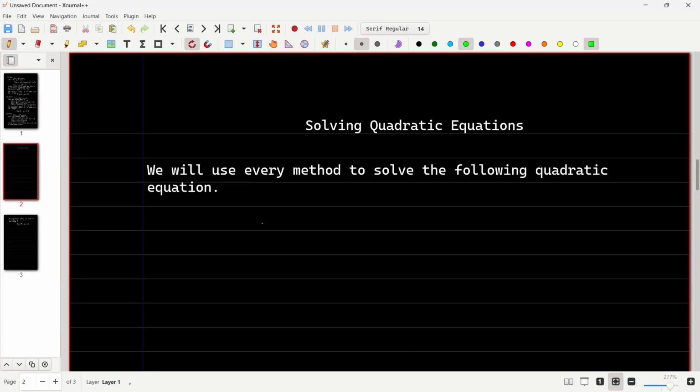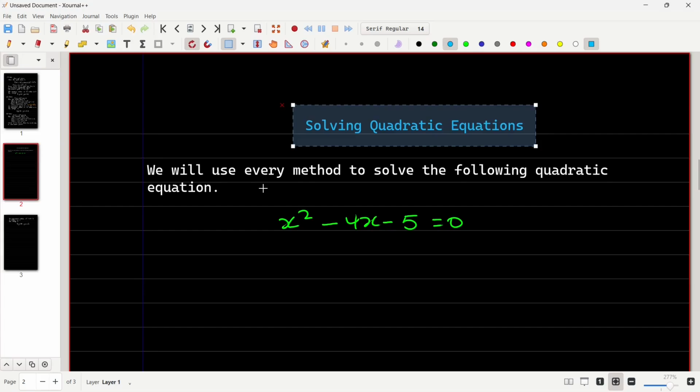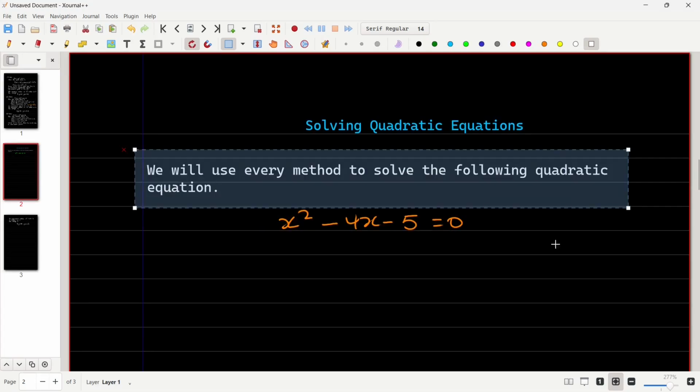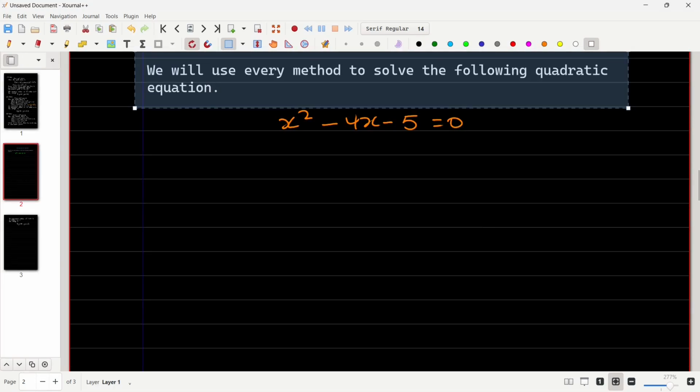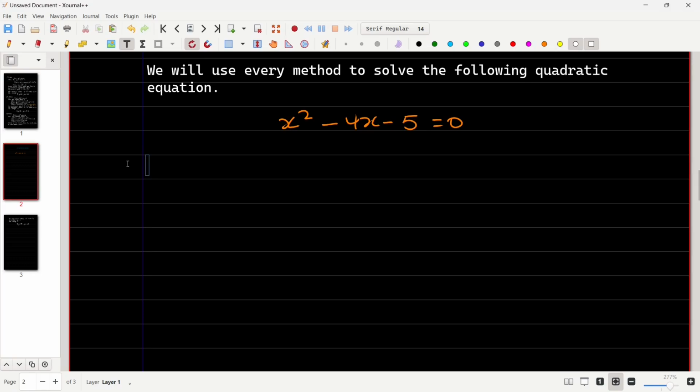So we will use every method to solve the following quadratic equation. The quadratic equation that we'll be solving is x squared minus 4x minus 5 equal to 0. Let me just change the color of this to green. Change this to orange. All right. So the first method that we're going to apply is called factorization. First method is factorization.